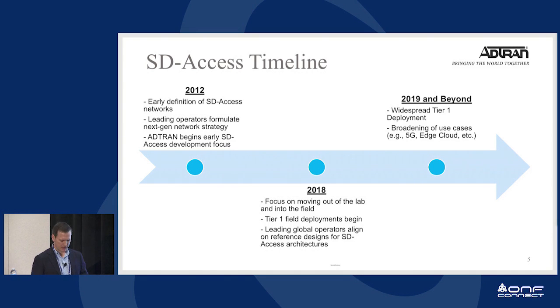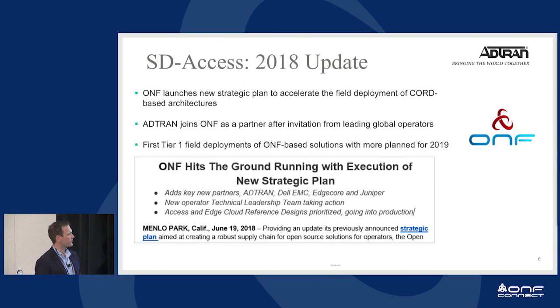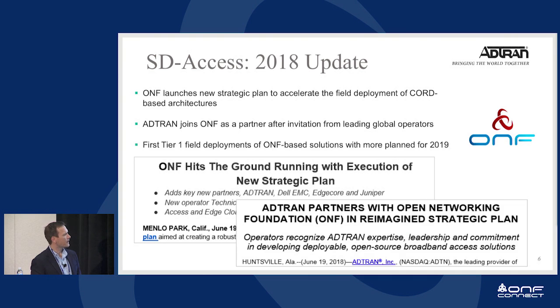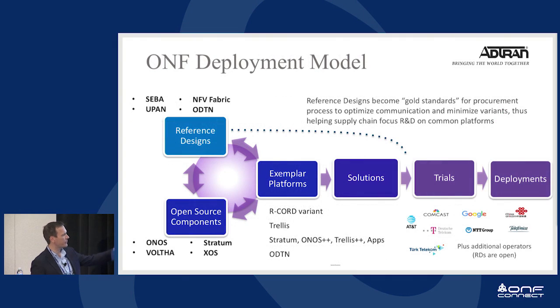So we see this next 18 to 24 months being really pivotal. That's why ADTRAN joined this year. We felt like we'd seen enough progress over the last few years. This is a real thing. It's going to happen. And so we need to become a partner, get more engaged, and help operators accelerate the adoption of these architectures. So earlier this year, we joined as a full partner in ONF to help the ONF execute on that new strategic plan. We've seen this slide before, so I won't spend too much time on that.